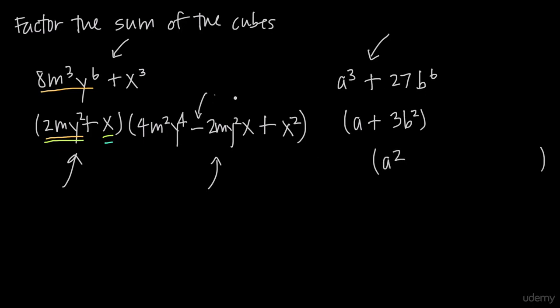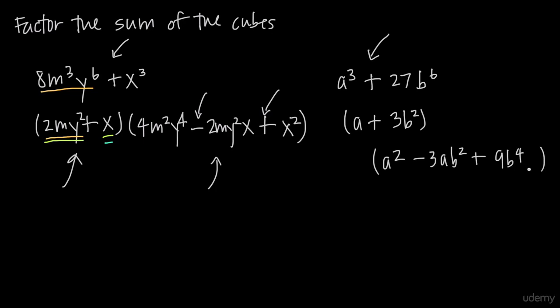Then we always subtract, so we subtract here. And now we're going to multiply both of these two terms together. So a times 3b² is 3ab². And then we always add, so we're going to add, and we're going to take the square of our last term. So 3b², when we square that whole thing, we get 9b⁴. And we're done with our factoring.